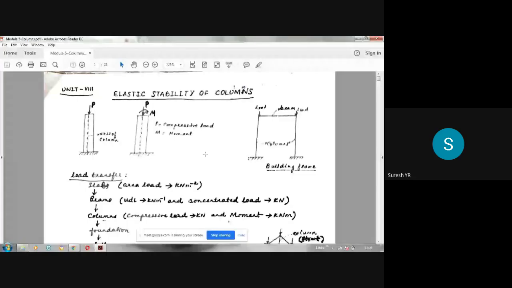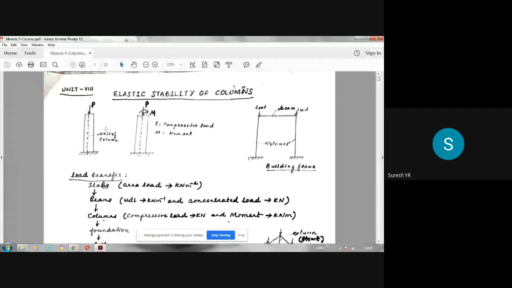All of you know that a column is nothing but a vertical member. Suppose you consider a building frame like this: these two are called columns and this is called a beam. The horizontal member is called a beam. I have taken only the column portion. This is the column. P is the load acting on the column.